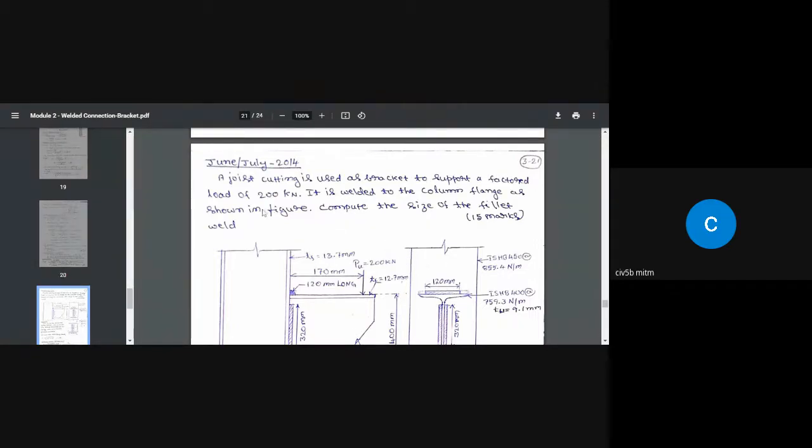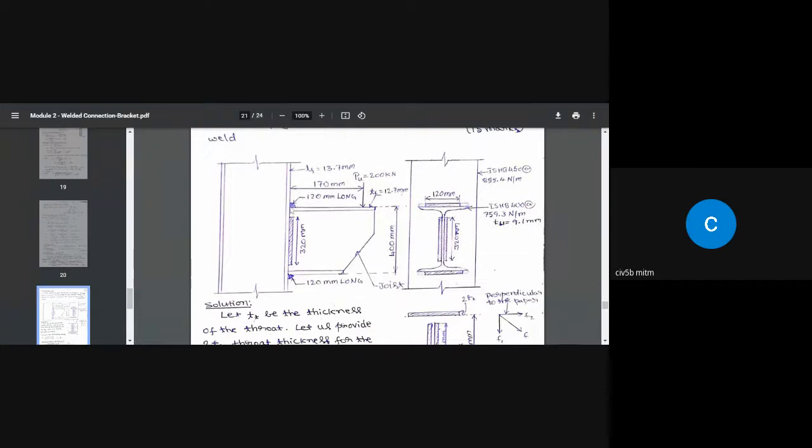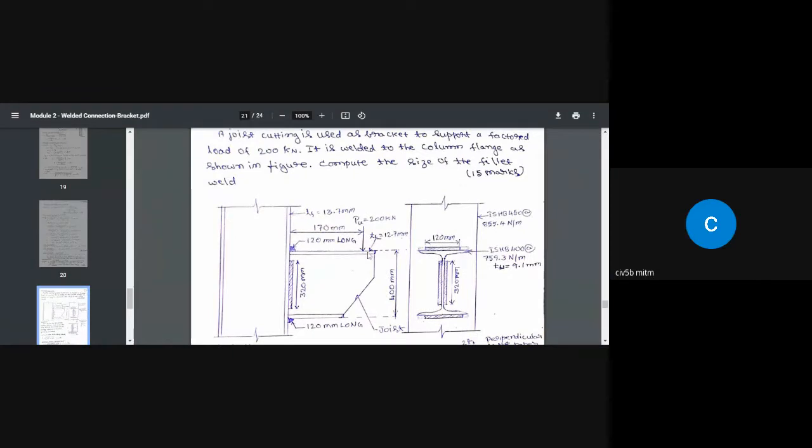So coming to this, a joist cutting, this is the bracket we are using. Joist cutting means it is a piece of I section, and the piece of I section is used as a bracket to support a design load of 200 kilonewton. So we need to find out what is the size of the weld required, and as far as the lengths of the welds are concerned, it is already fixed: 120 millimeter width of the weld here, and here it is 320 millimeter weld.